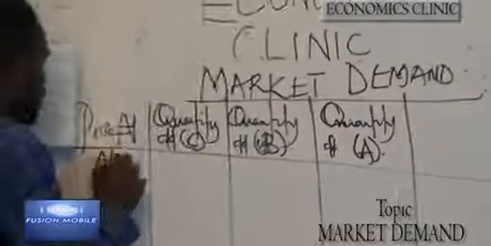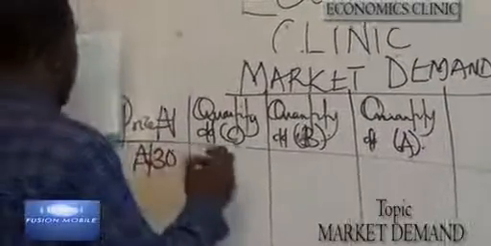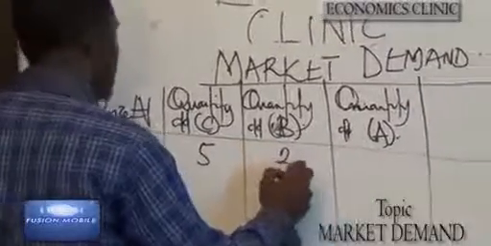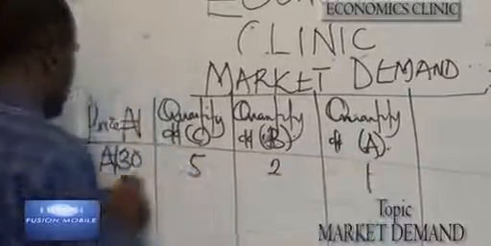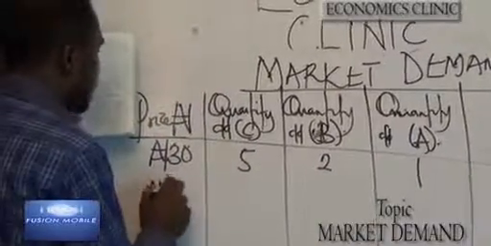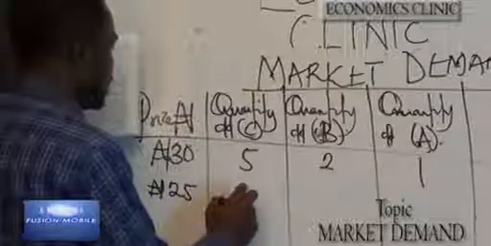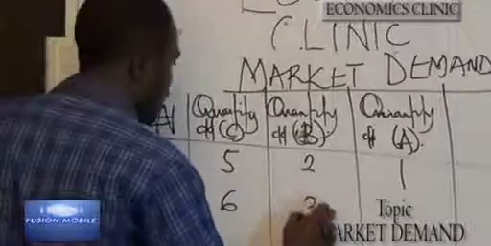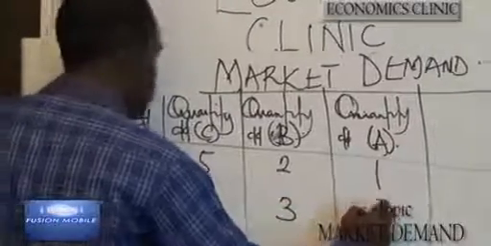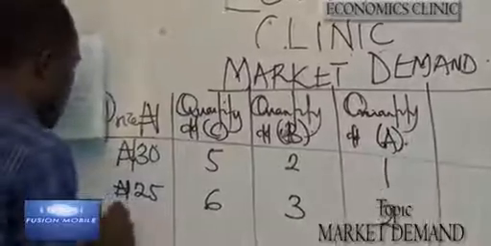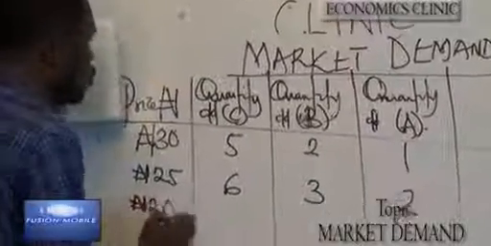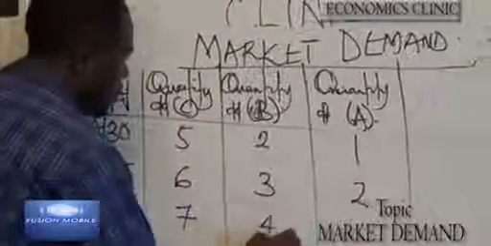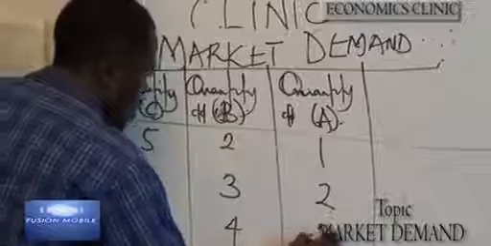At 30 naira, quantity C demanded 5, quantity B is 2, quantity A is 1. At 25 naira, quantity demanded for C is 6, for B 3, for A is 2. At 20 naira, quantity demanded increased to 7 for C, for B 4, for A 3.